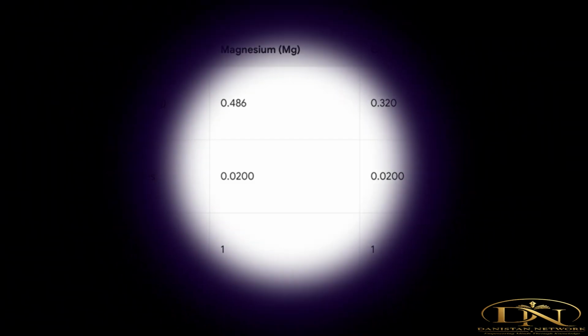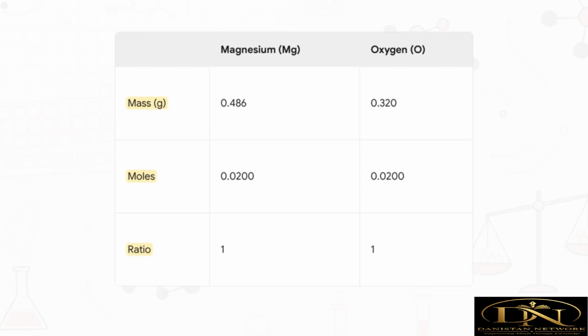The best way to tackle these is with a table. So, we know the mass of magnesium is 0.486 grams. Now, if the final product weighed 0.806 grams, then the mass of the oxygen that was added must just be the difference between the two, which is 0.320 grams.